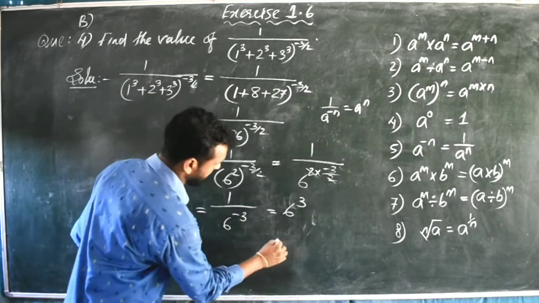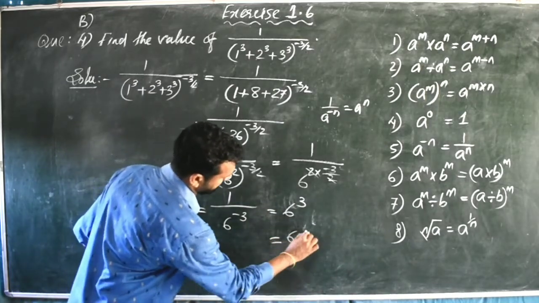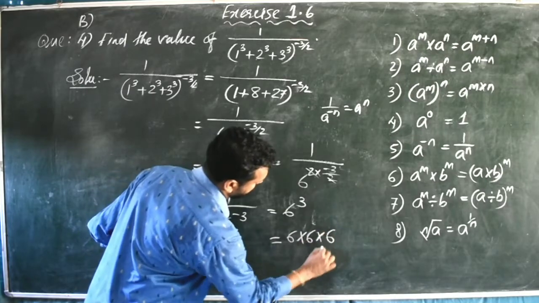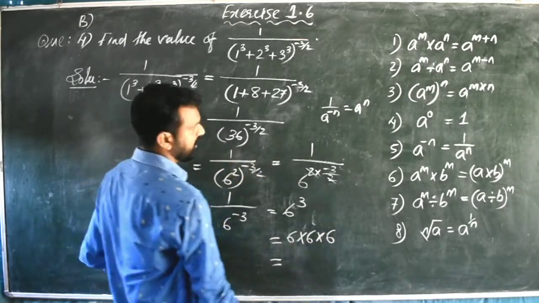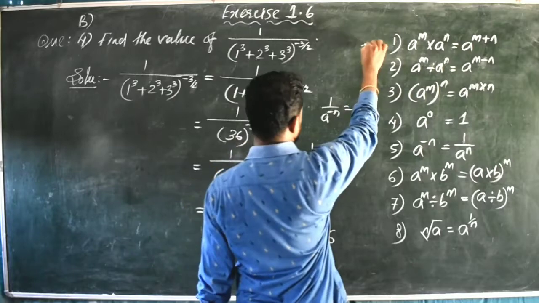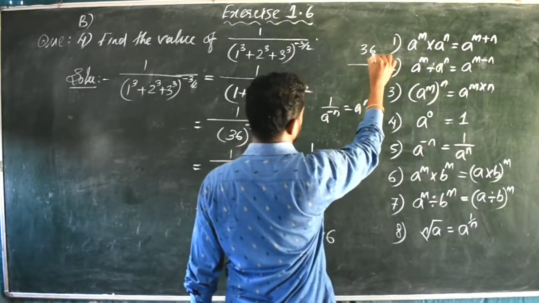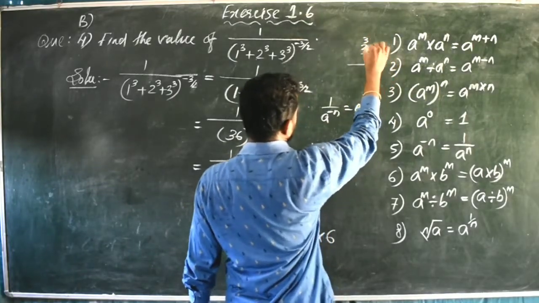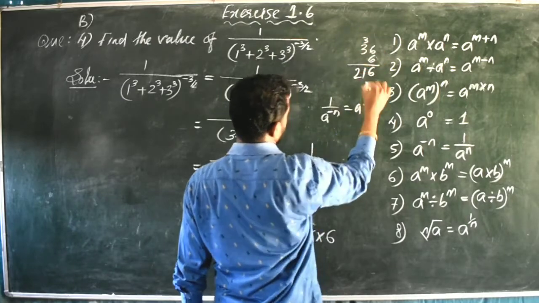Then 6 raised to 3 is equal to what is that? So 6 is multiplying 3 times. 6 6s are 36 into 6, that is equal to, it will come 216. 6 6s are 36 into 6. 6 6s are 36, 6 remainder 3. 6 3s are 18 plus 3, that is 21. So what is the answer?